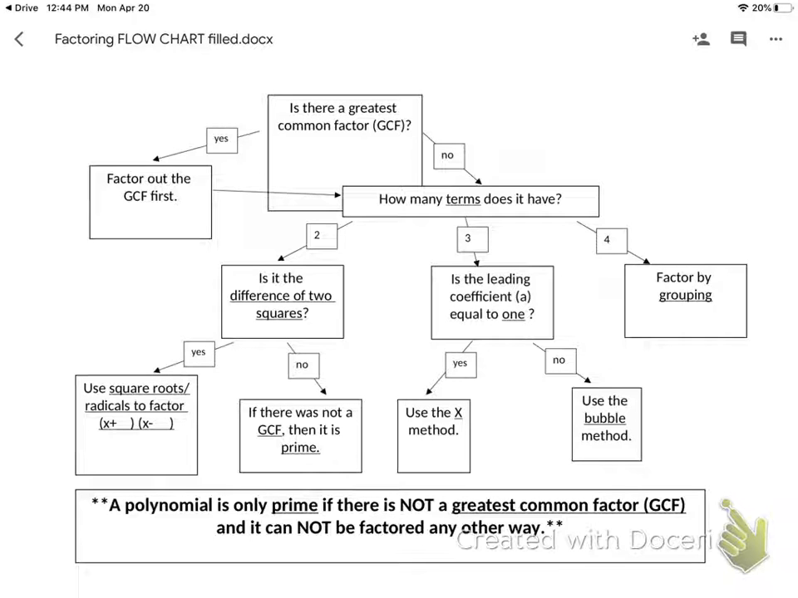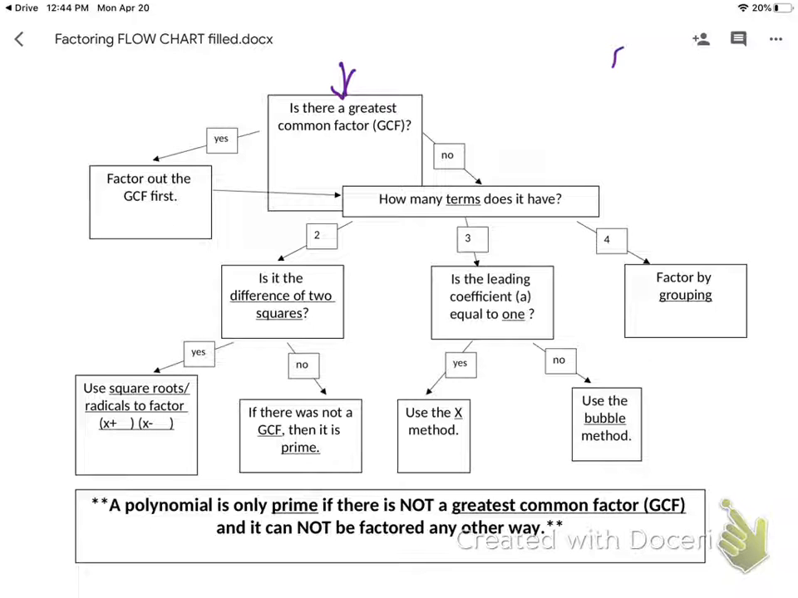Okay guys, this is the flow chart for factoring. So we start here. Is there a greatest common factor, GCF? Remember that's the one where we look to see if there's something in common in all the terms. If yes, we're going to factor it out. If no, then we're going to see how many terms it has.